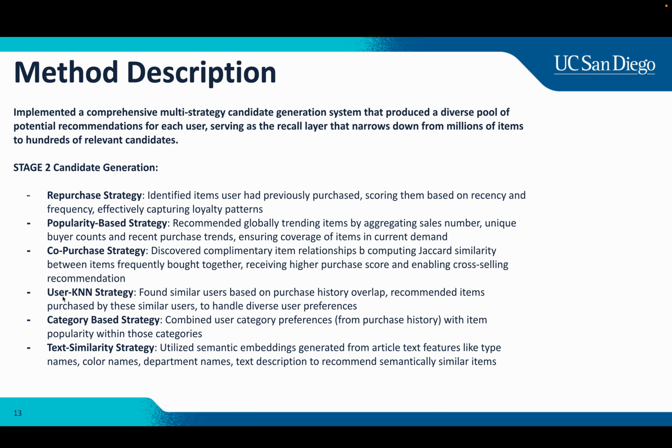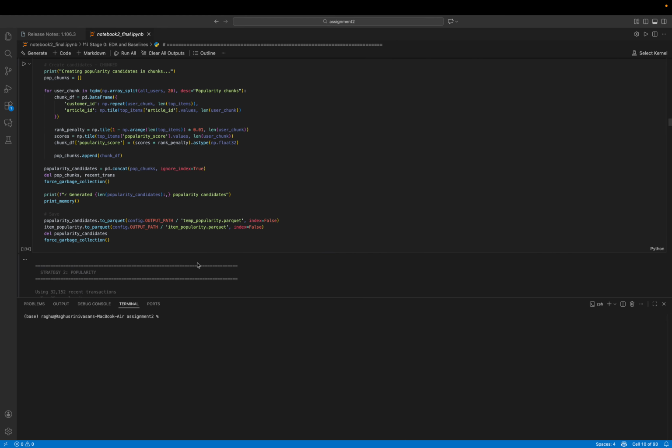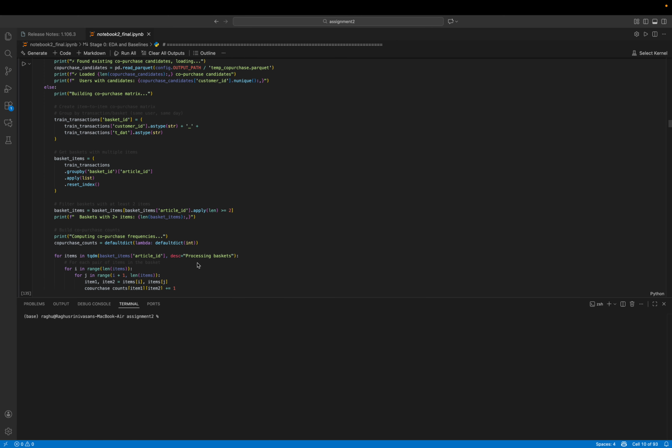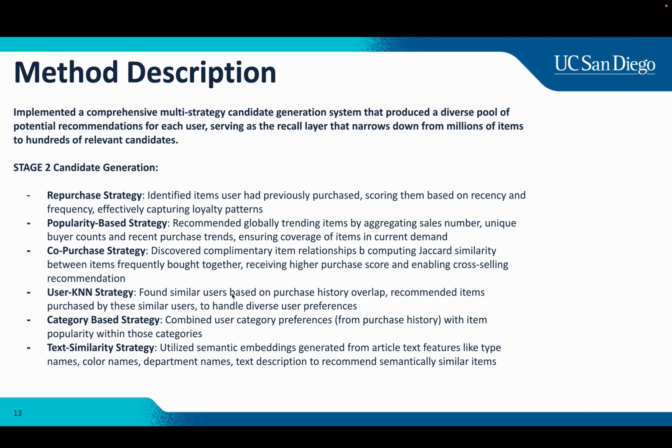The next thing is I used the user KNN strategy here. This strategy found similar users based on purchase history overlap, and then recommended items purchased by similar users, effectively leveraging collaborative filtering principles to handle diverse user preference patterns.